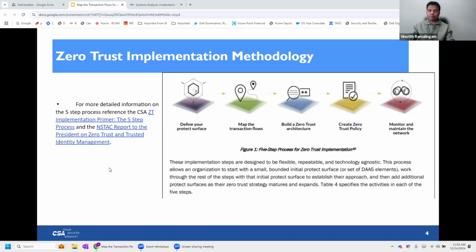So once we have defined the protect surface and identified the DAAS elements, the next step is to leverage the DAAS elements, gain a little more understanding about them, the list of DAAS elements, and their interaction with external and internal systems, and then derive the transaction flow, which is used to aid in building the zero trust architecture with various techniques that would come up in the next paper. Steps 4 and 5 are creating the zero trust policy for the ZT architecture and then operationalizing it by monitoring and maintaining the network.